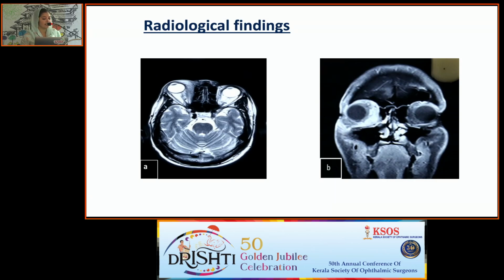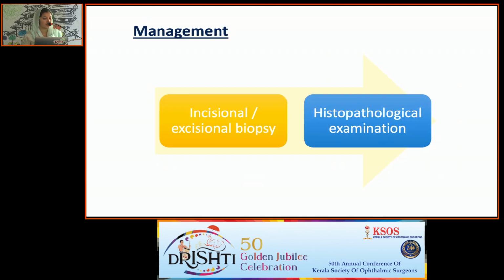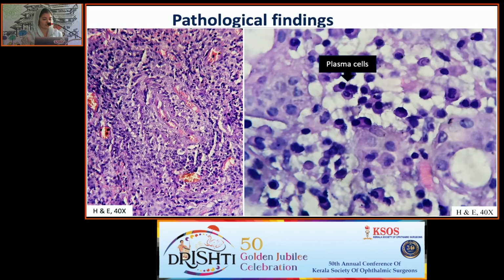Figure A is a T2 weighted MRI showing a solid mass in the inferomedial quadrant of the right orbit with involvement of the lacrimal sac and extraocular muscles. And figure 2 is a T1 weighted MRI post contrast showing a solid enhancing lesion in the inferomedial part of the right orbit with involvement of the inferior rectus and the medial rectus. Management: incisional or excisional biopsy was taken and sent for histopathology examination.